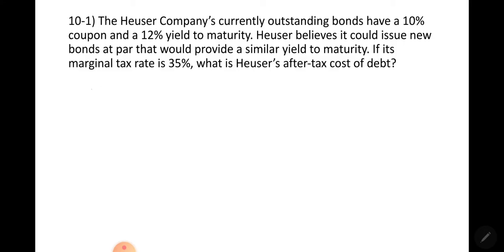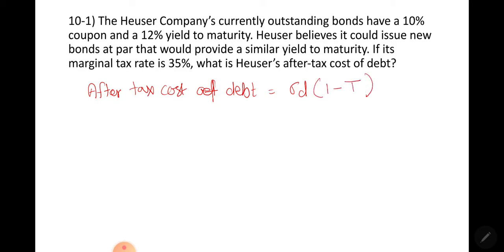The formula for that is after tax cost of debt is equal to the before tax cost of debt, which is represented by RD, times 1 minus the tax rate. Now they have given you two rates in order to confuse you. One is the 10% coupon and the other is the 12% yield to maturity.